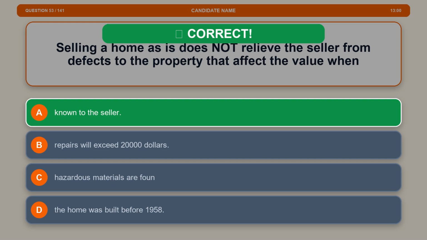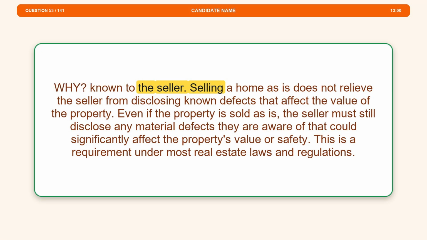The correct answer is option A, known to the seller. Selling a home as is does not relieve the seller from disclosing known defects that affect the value of the property. Even if the property is sold as is, the seller must still disclose any material defects they are aware of that could significantly affect the property's value or safety. This is a requirement under most real estate laws and regulations.